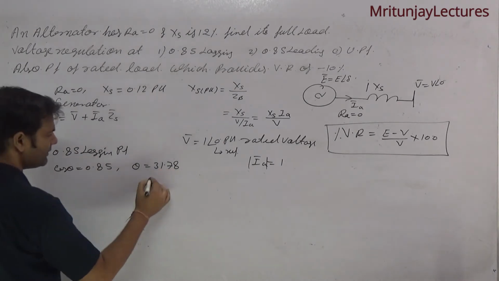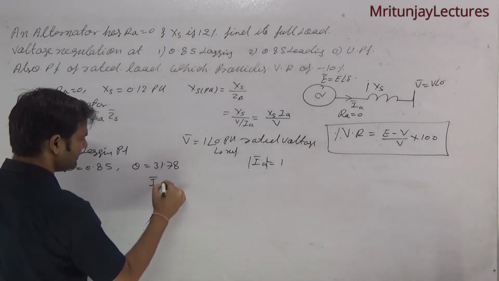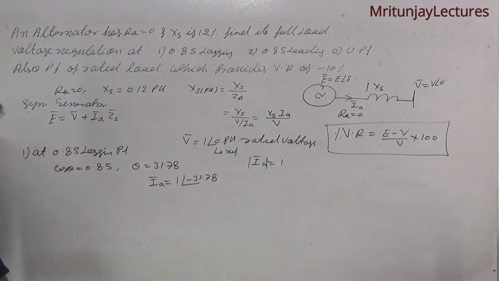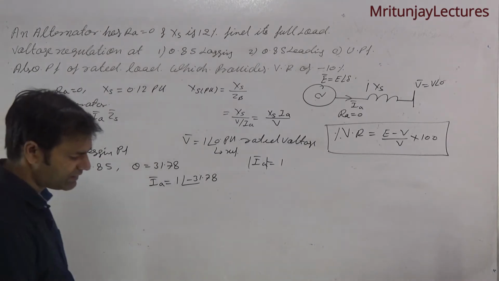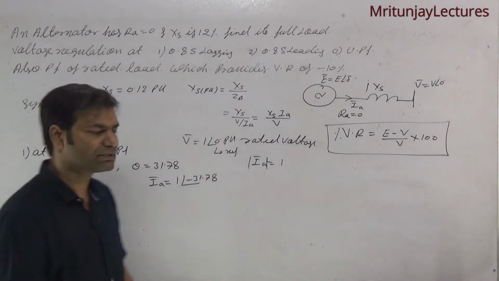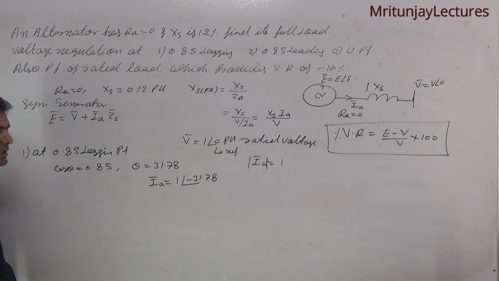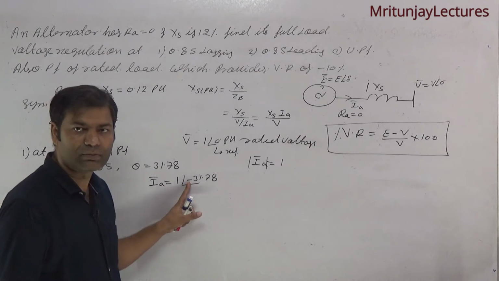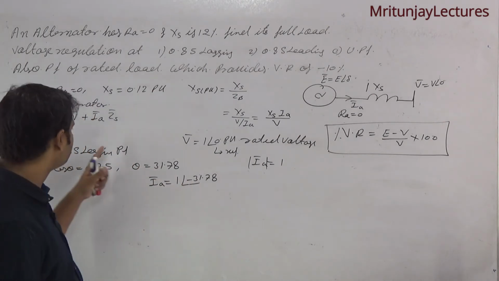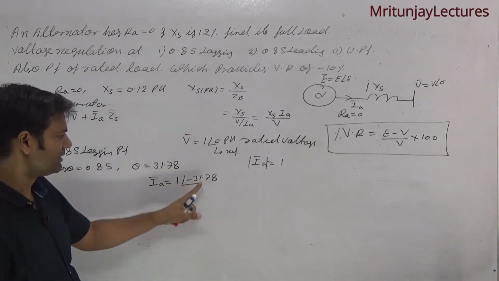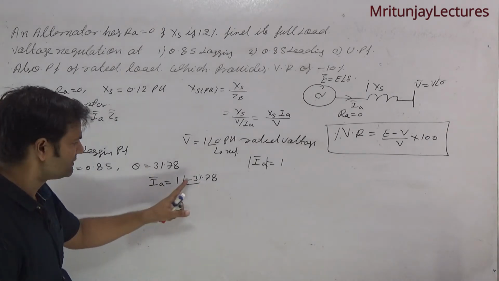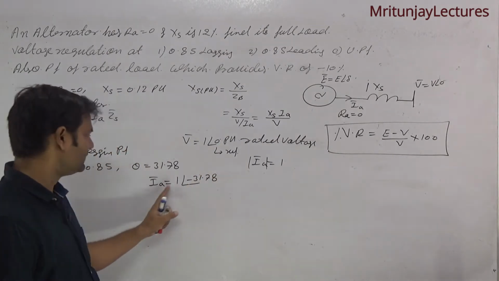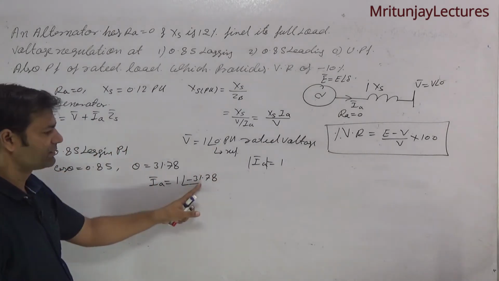Now, what about Ia? Ia is written as 1 at the angle minus 31.78. Why minus? Because of the lagging power factor. If it is a lagging power factor, it is written with minus. If the power factor is leading, then it is written as plus. If voltage is taken as reference, then Ia is written corresponding to the lagging power factor like this.